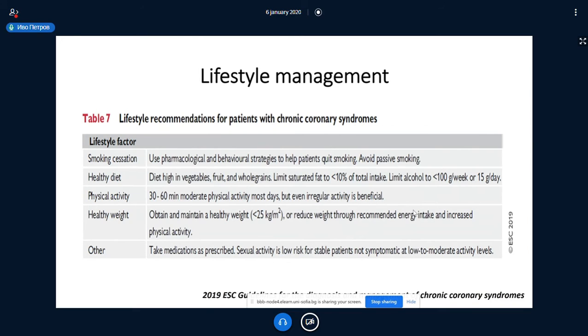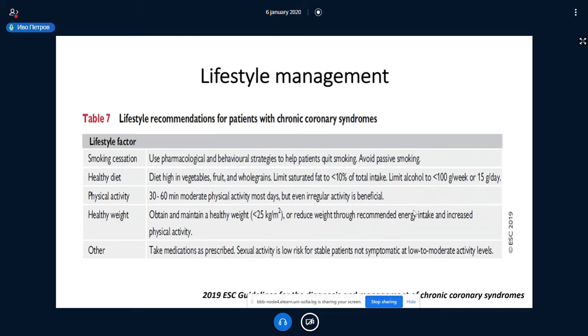So what about the treatment? Of course, we are starting first with conservative treatment. And this conservative treatment is starting with lifestyle changes. It's very important for the smokers to quit smoking, for the obese to have a healthy diet, for the sedentary lifestyle to increase physical activity. Again, for the obese patients, it's important to reduce the calories in the meal in order to lose weight.